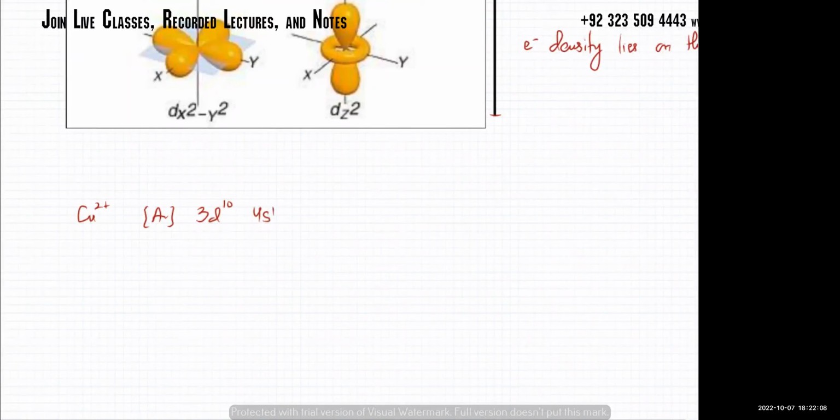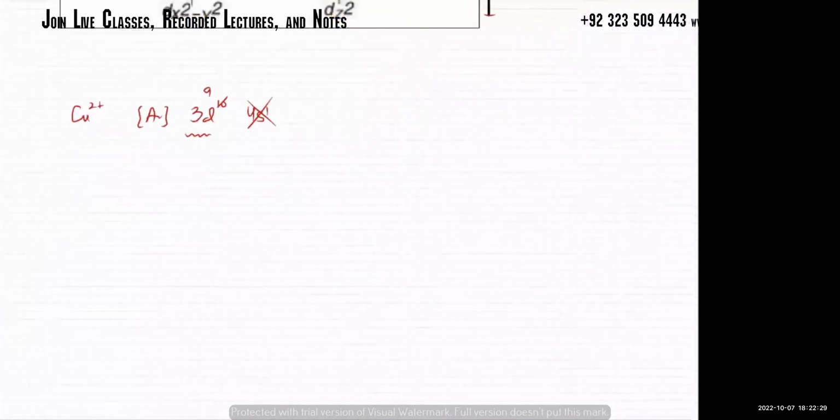Now copper was a special case where a completely filled d subshell configuration is more stable. Anyway, so when a copper 2 plus ion is formed, electrons are lost from the outer shell, which is the 4s, and one electron is also lost from the 3d. So it's got an incomplete d subshell. So that means it's going to form colored complexes.